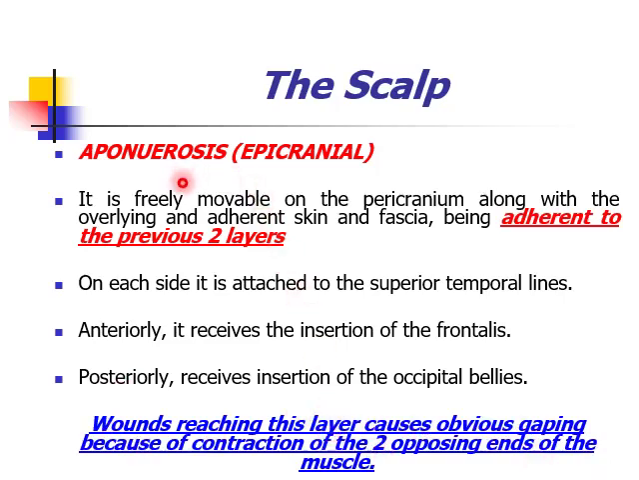As we said, the aponeurotic layer is just a flat tendon extending between 2 muscular components. I've got an anterior muscular component, the frontalis or the frontal belly, and a posterior muscular component, the occipitalis or the occipital bellies of the same muscle, occipitofrontalis. So if a wound happens just in between the frontal bellies and the occipital bellies, both bellies will pull against different parts of the aponeurosis of the scalp. This pull will cause obvious gaping in this wound.